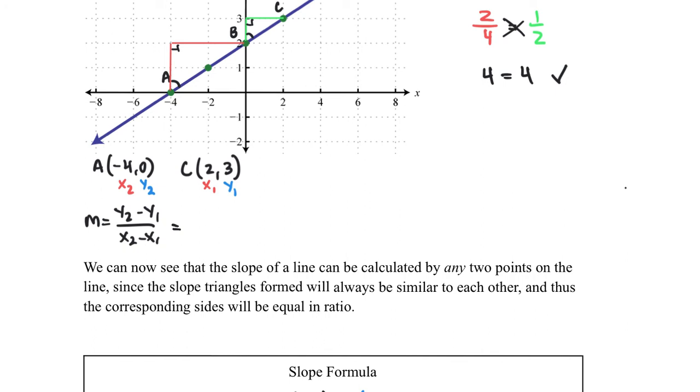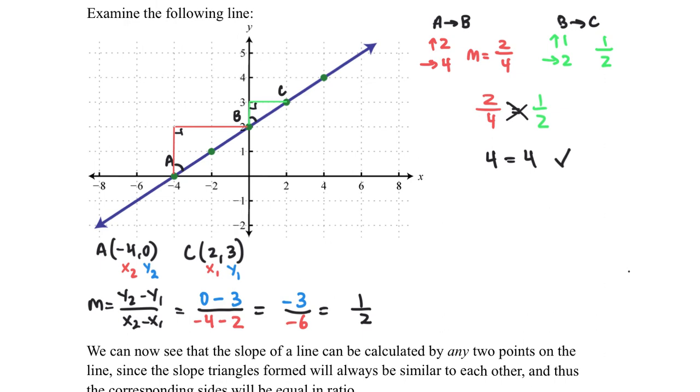Now let me plug into my formula. y2 is 0, minus y1 is 3, over x2 is negative 4, minus x1 is 2. And so I get negative 3 over negative 6, which, guess what, reduces to 1/2, which is exactly the same slope as I got over here when I was doing this problem.